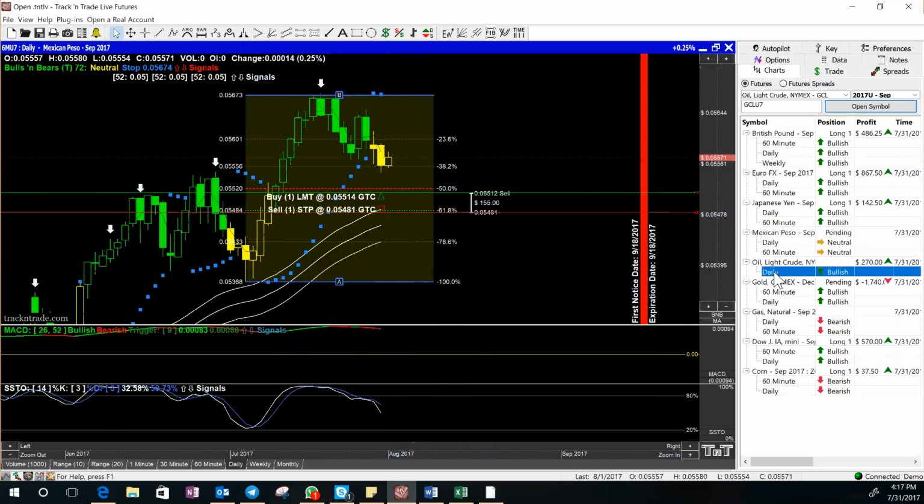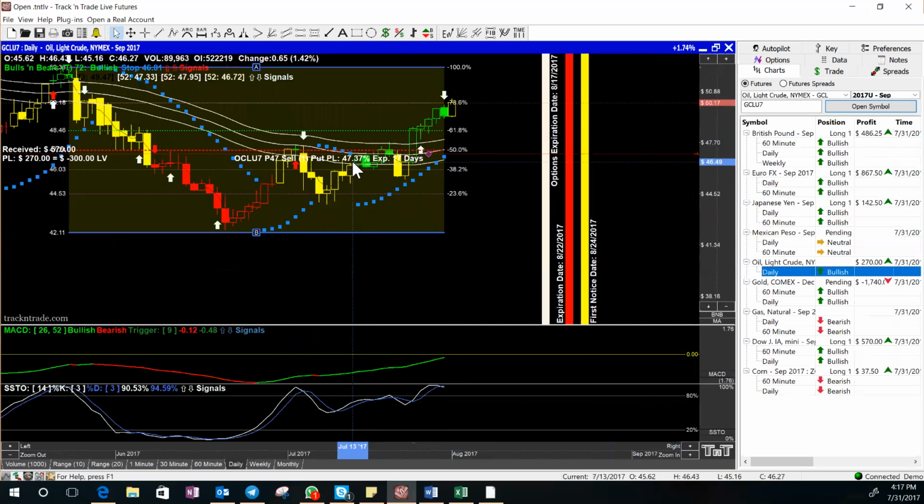Crude is up. I'm bullish crude. I sold a put back here 3 or 4 days ago. Back on the 27th, I received $570 for that put, and that put's currently up about $270. I could buy that back for $300. But crude is up. It's hit a Fibonacci level, which is kind of concerning, but we'll see what happens tomorrow.